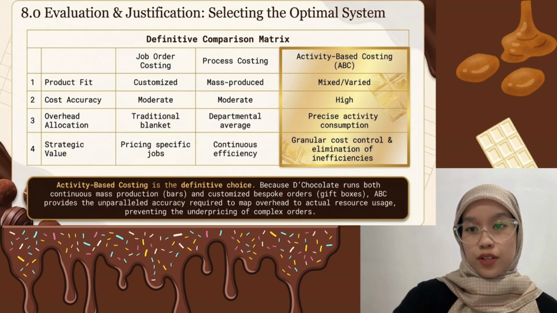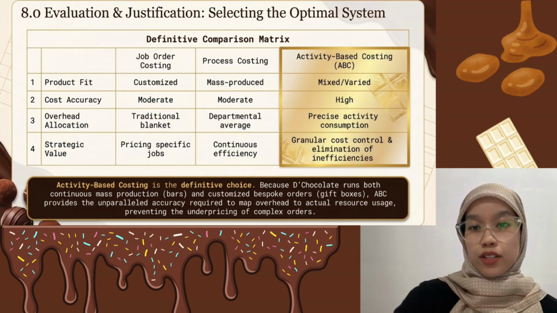Next is process costing. It is suitable for continuous production because it tracks costs through different production stage. However, it is less accurate for customized product. Next is activity-based costing. It allocates overhead costs based on actual activities such as machine setup, packaging, quality inspection, and delivery preparation. This method provides more accurate cost information and helps management control costs more effectively.